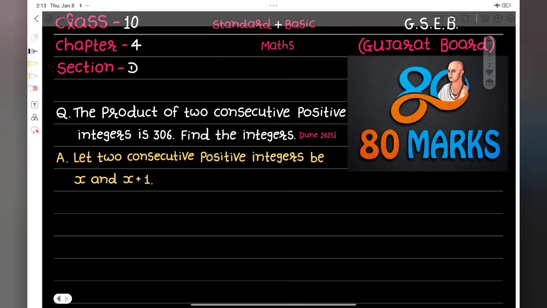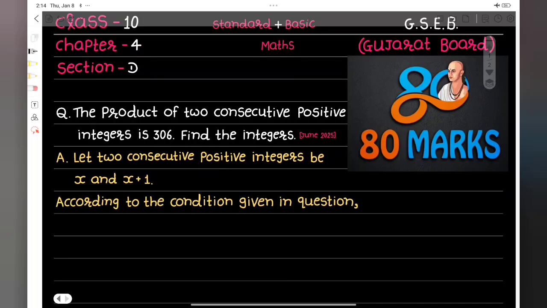First, what is given in the question? Two consecutive positive integers. As we know that two consecutive positive integers are 2, 3; 3, 4; 4, 5. It means if we let one positive integer as x, then the other will be x plus 1, next to the first one. So we are starting with the first one. Let two consecutive positive integers be x and x plus 1.